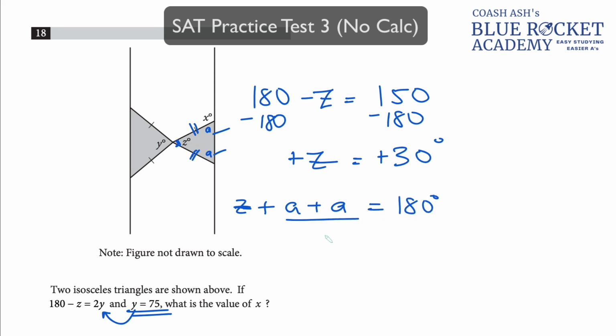Then you got a plus a is 2a. You can write down z plus 2a is equal to 180. But of course, z, I forgot, is actually 30. So I'm just going to make this 30. So this is actually 30 over here. 30 plus 2a is equal to 180.